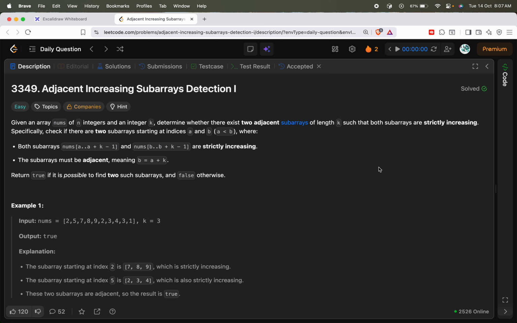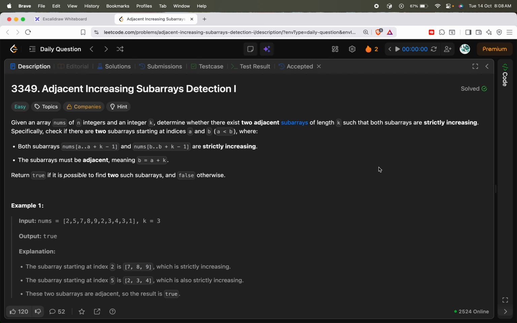Let's solve today's Leetcode problem 3349, adjacent increasing subarray detection 1. Okay. Given an array nums of n integers and an integer k, determine whether there exist two adjacent subarrays of length k such that both subarrays are strictly increasing.